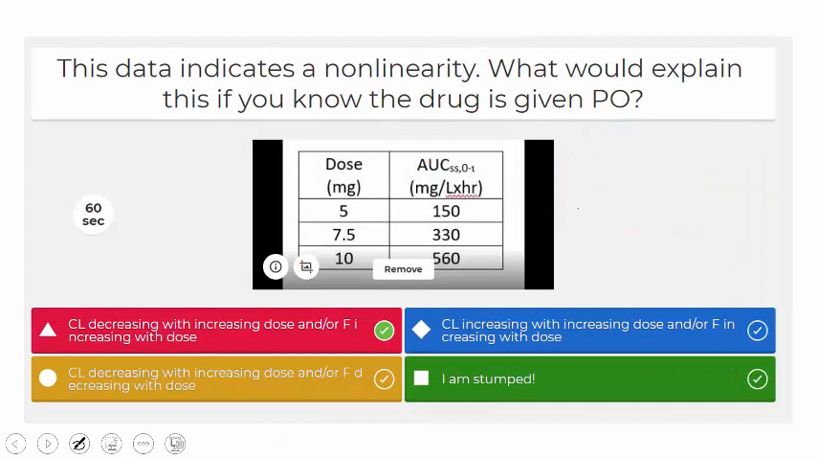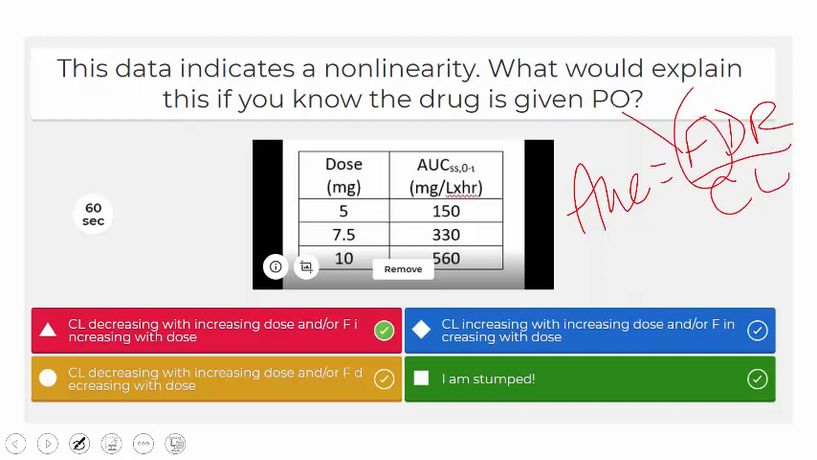Now here, we have to consider bioavailability since it's being given PO, and this is that same data. So it could be due to an increase in bioavailability or decrease in clearance with increasing dose. So clearance is decreasing with increasing dose, and or bioavailability is increasing. Yes, this is correct, isn't it? This describes this perfectly.